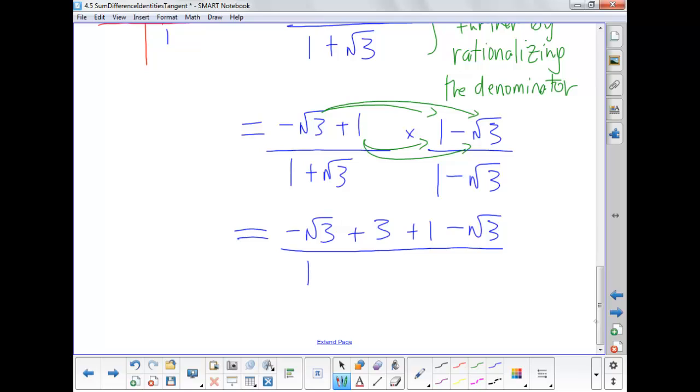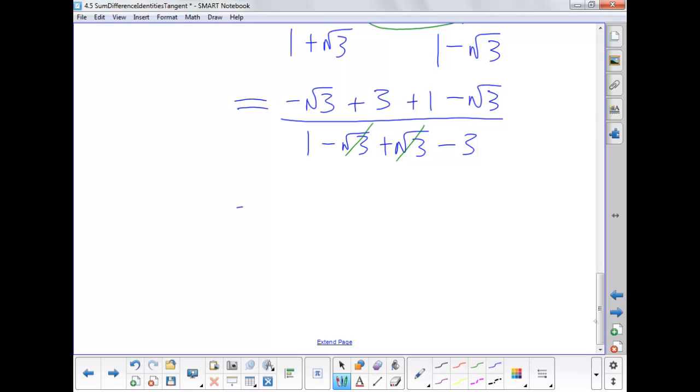In the bottom, I would have 1 minus root 3 plus root 3, and then I have to now, in this case, subtract 3. Now notice what would happen in the denominator. The reason I did what I did, those two middle terms end up eliminating themselves. So if I simplify the top, I'm going to have 4 minus, now negative root 3 minus root 3 is actually going to be minus 2 root 3. In my denominator, I'm left with negative 2.